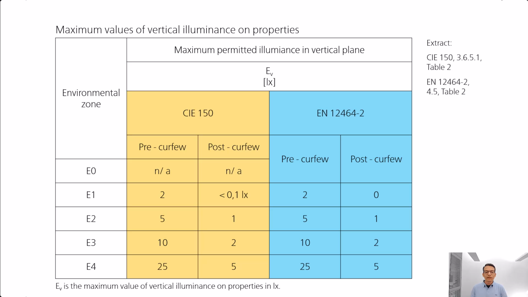When we have a look at the CIE 150 and the EN 12464 Part 2, we will find some values which describe the maximum permitted illuminance in the vertical plane in relation to the environmental zones. Also, we will find a hint which says pre-curfew and post-curfew. Curfew regulations mean a time or period of time given by the government or your local authority which is relevant for this setting, for this recommendation.